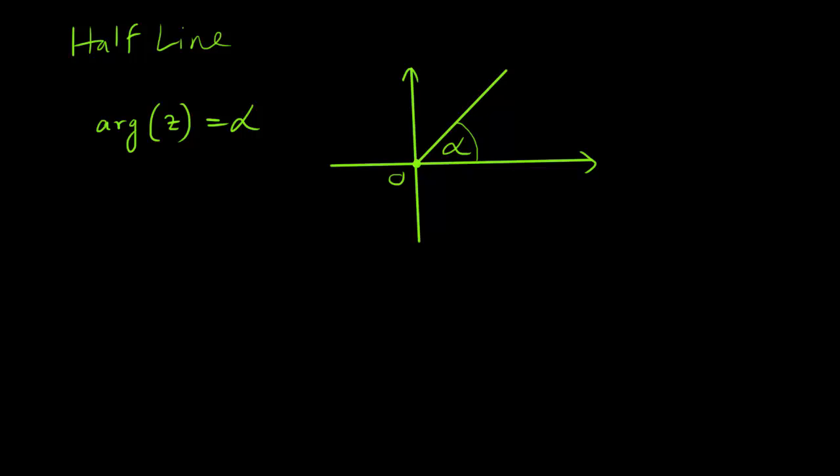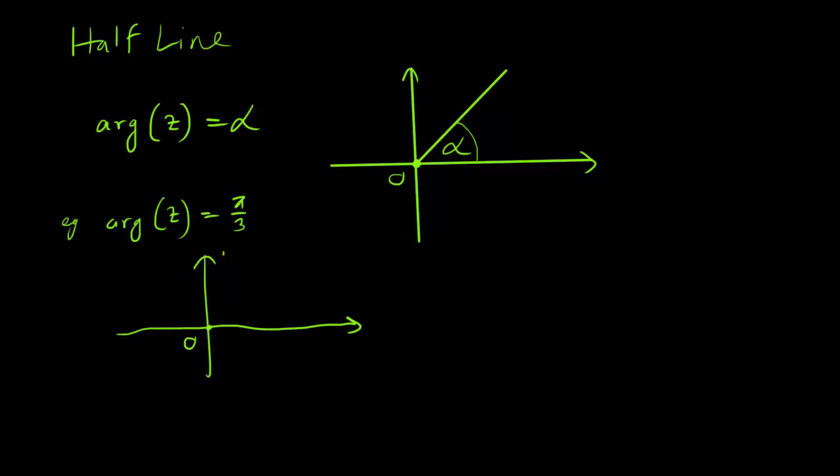So if you have an example, argument of z equals pi by 3, that means you have this axis and this axis. Remember, this is not x or y, this is real and imaginary, it's an Argand diagram. So it is going to be this line and it's going to make an angle of pi by 3.